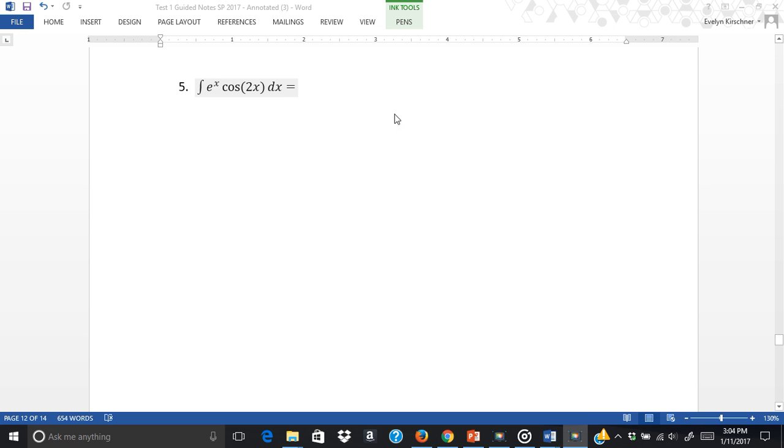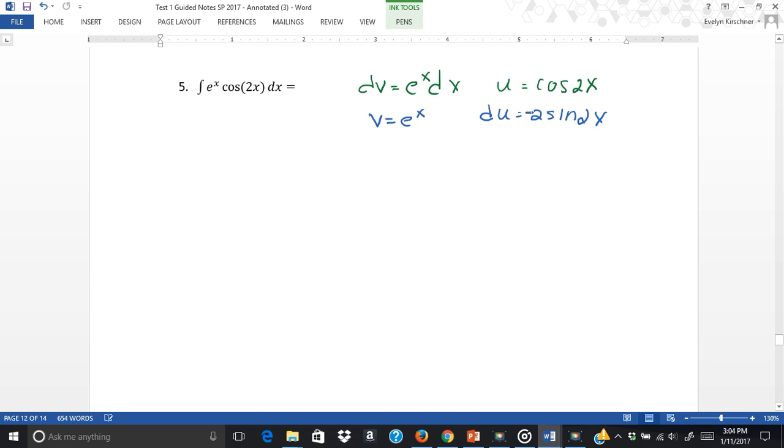What I want to do is call dv e to the x dx, and then I'll call u cosine 2x. So now I have to take the derivative and the integral and see what I get. If I integrate dv, I get v is e to the x, and if I take the derivative of u, du is negative 2 sine 2x dx.